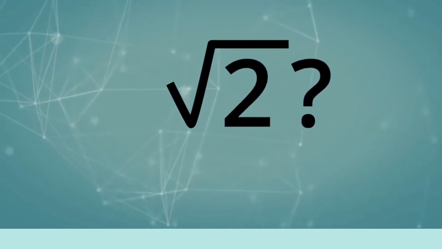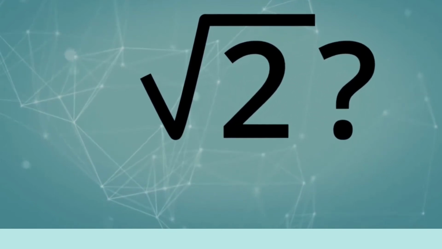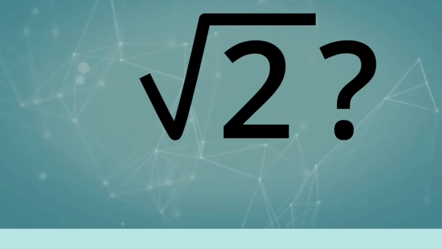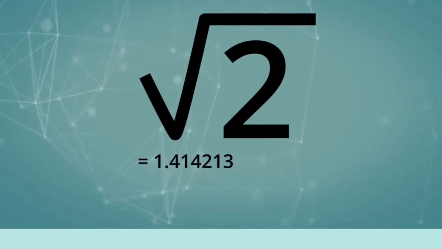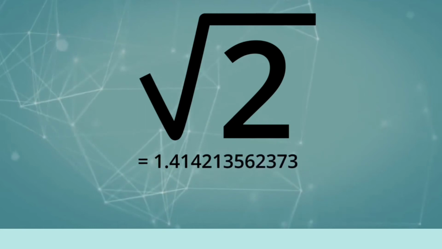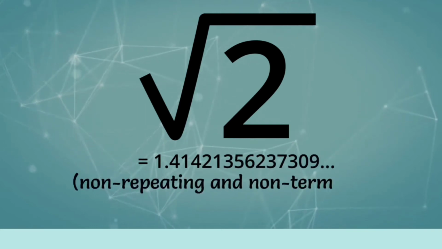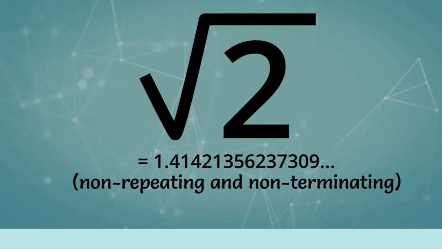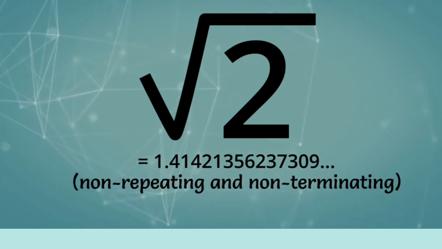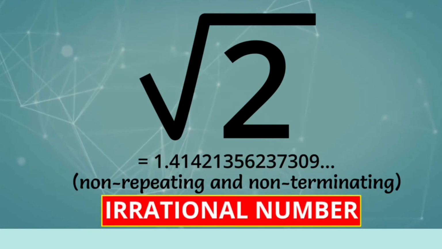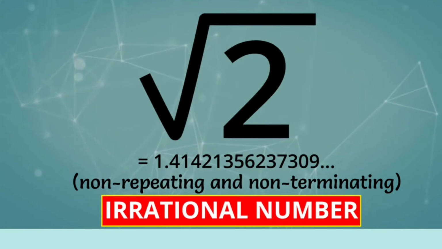Now we shall discuss the irrationality of the number root 2. The value of root 2 is 1.41421356237309 and so on. That is non-terminating and non-repeating, and the numbers which are non-terminating and non-repeating are called irrational numbers. So we know that root 2 is an irrational number.